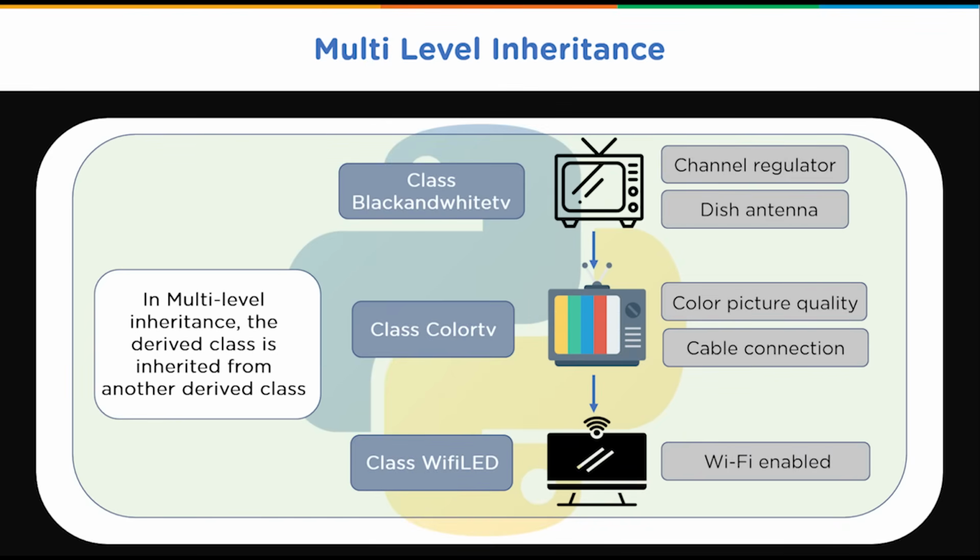Multi-level is very similar to single level, but now we are adding more features. Like in the previous example, color TV inherited the features of black and white TV. Now we move a step ahead. There is another advancement, the Wi-Fi LED TV, which has also inherited the features from color TV, right? So it's a multi-level inheritance. Just to reiterate, the black and white TV had channel regulator and dish antenna. The color TV added additional features of color picture quality and cable connection. And the Wi-Fi enabled TV added new smart features, which it inherited from the color TV.